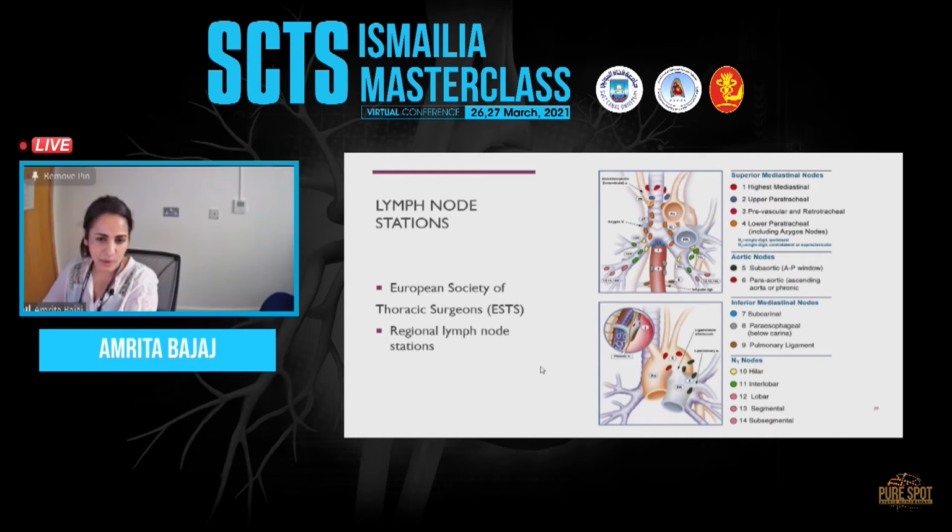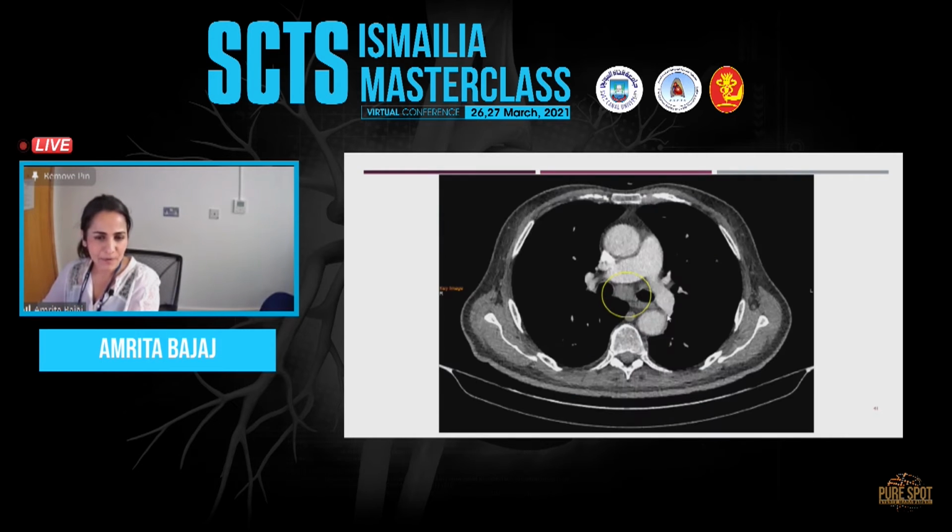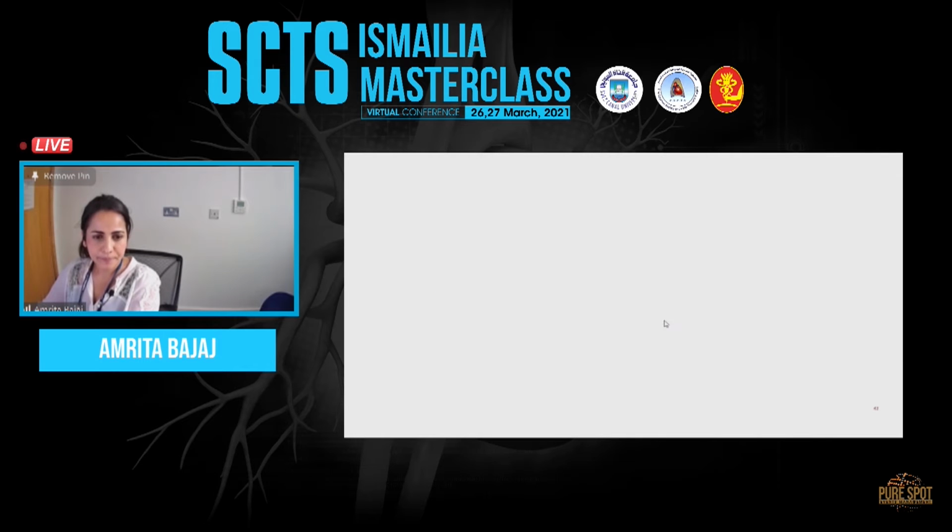So for example, as you can see, you all must be familiar with the system. This particular lesion here is thought to be a 2R node. And when do you really think about or describe nodes as abnormal? It's an arbitrary thing, but we use a 1 centimeter cutoff: if anything is thought to be above 1 centimeter on CT, we think of it as likely pathological. So this is an example of a 2R node, and that's an example of a subcarinal or station 7 node.